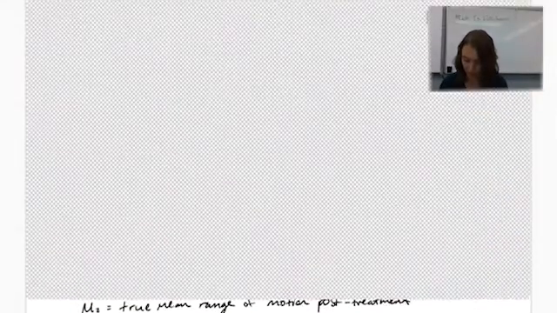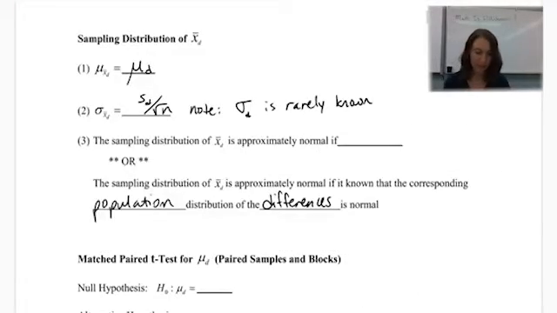Okay, let's go to the next page. The sampling distribution of X bar sub D. This is the mean of the differences. D stands for differences.